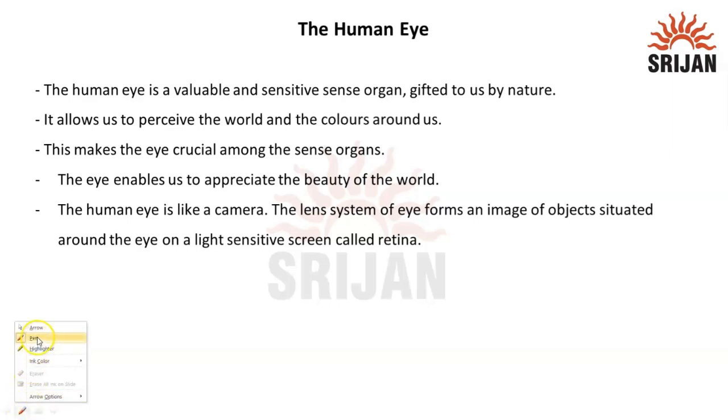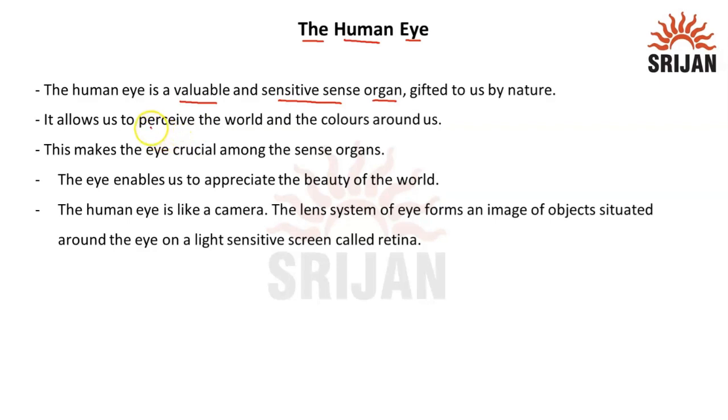So today in this video we'll be studying about the human eye. The human eye is one of the 5 sense organs that God has gifted us. We know that these 5 sense organs are eyes, nose, ears, skin and tongue. Among all these 5 sense organs, we use the eyes the most because we are constantly looking at something, which makes it one of the most valuable and sensitive sense organs.